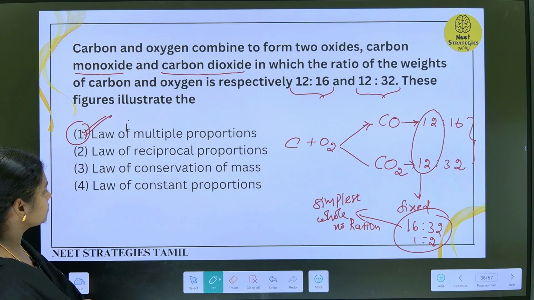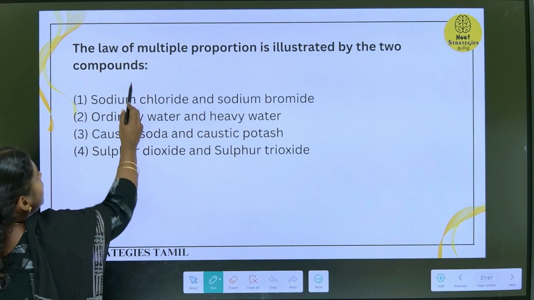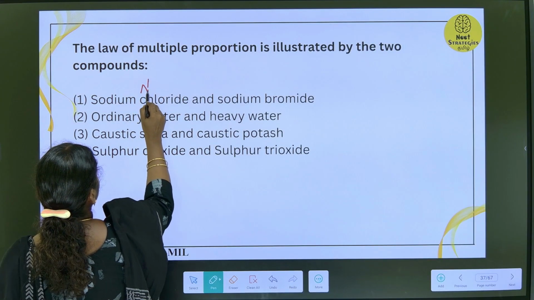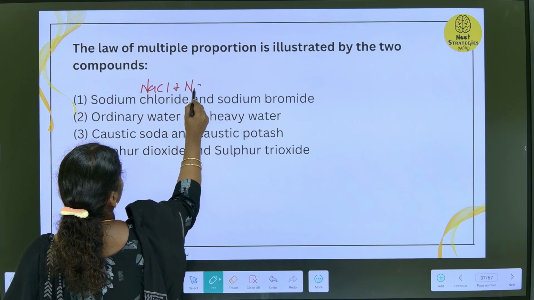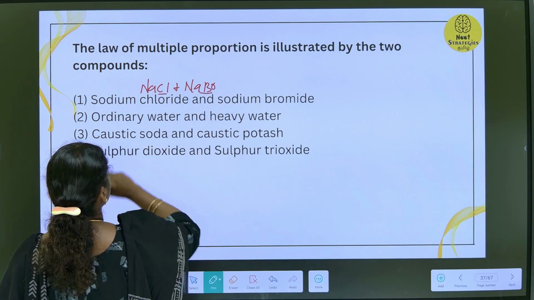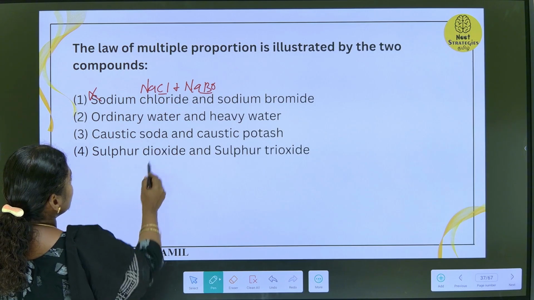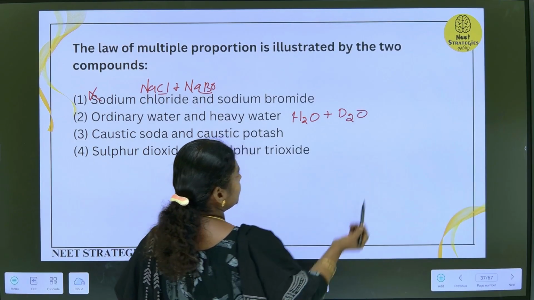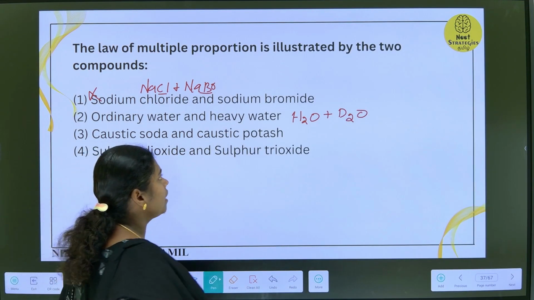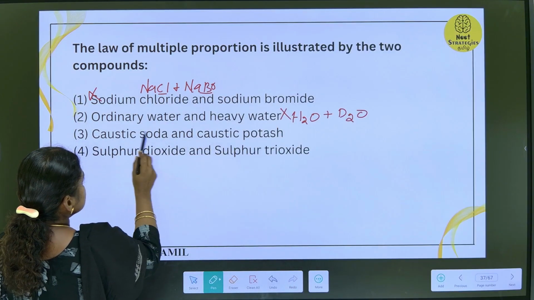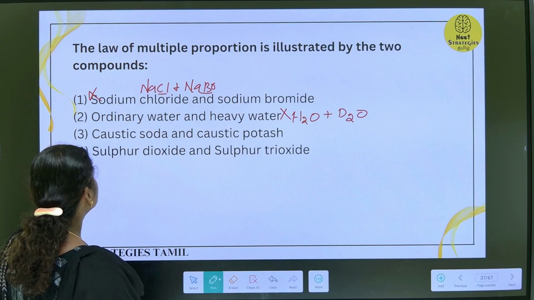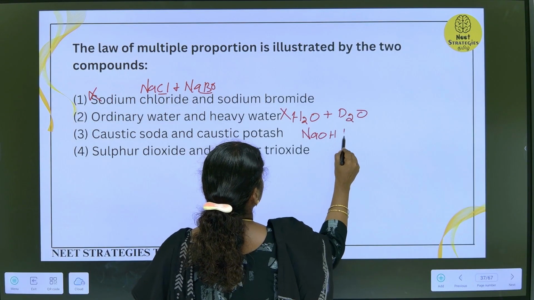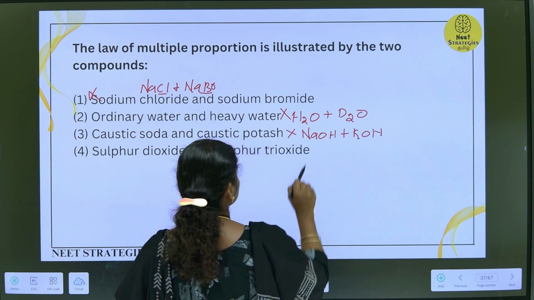Okay, next one. The law of multiple proportion is illustrated by which two compounds? Let's see. This is sodium chloride. NaCl plus NaBr is not possible; ClBr has changed. So this is not correct. Ordinary water and heavy water. Ordinary water is H2O, heavy water is D2O. Not like that; both must have the same elements. So this is also not correct. Caustic potash and caustic soda: caustic soda is sodium hydroxide and this is potassium hydroxide. Both are different. This is also not correct.